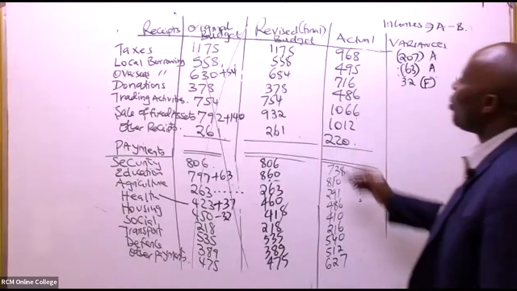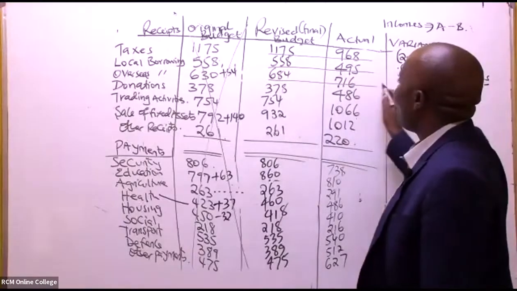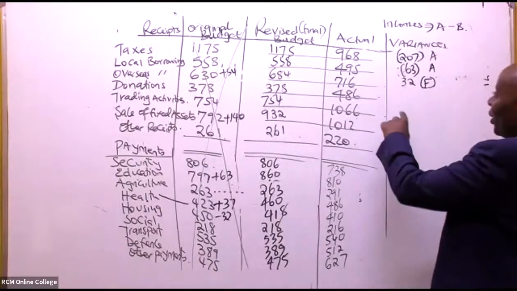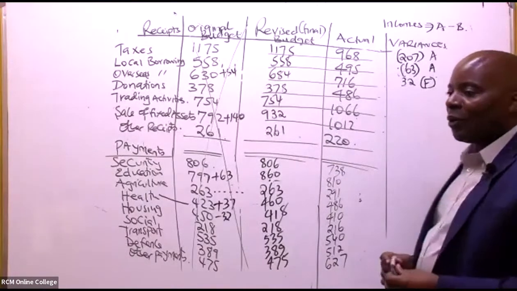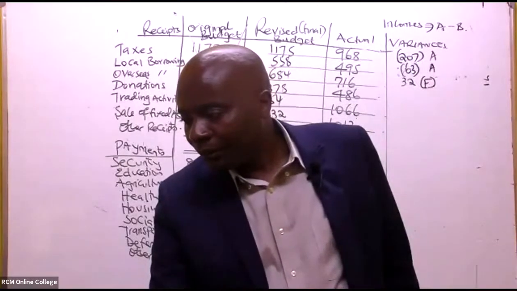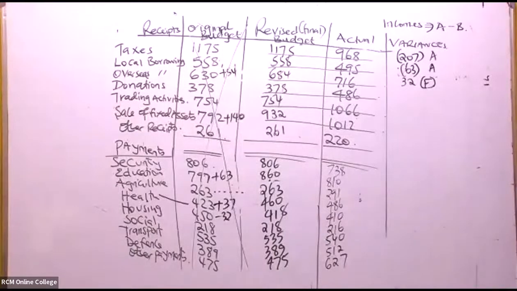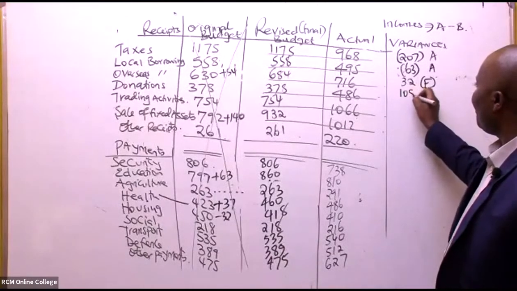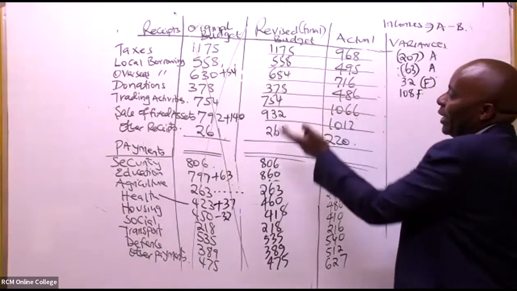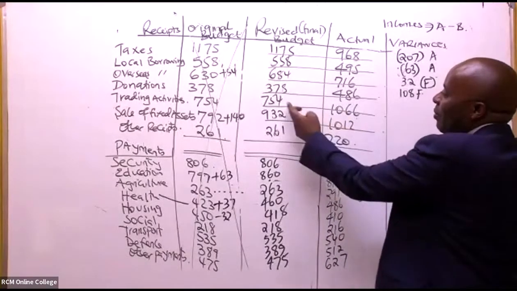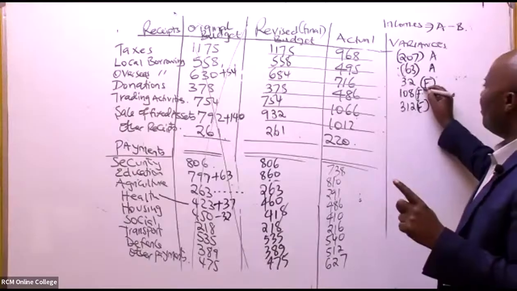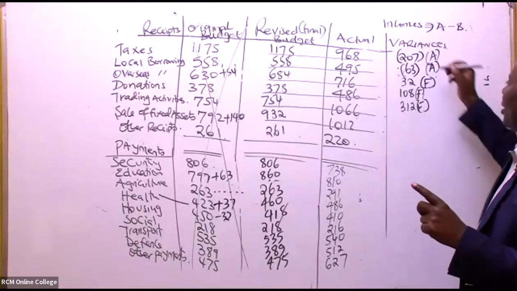Ladies and gentlemen, you continue like that until you finish all of them. So now we are on the fourth one. What are we getting there? We are getting 108 favorable, 108 positive, because it's 486 minus 378. Then 1066 minus 754, it must be favorable. 312, favorable. And then we move on like that.